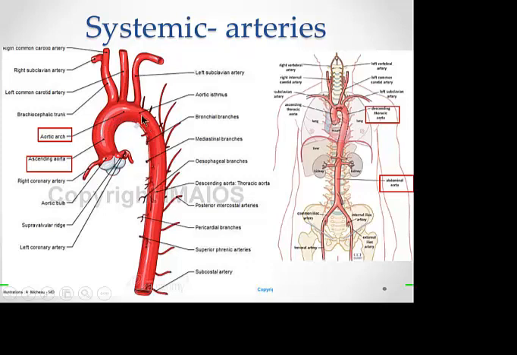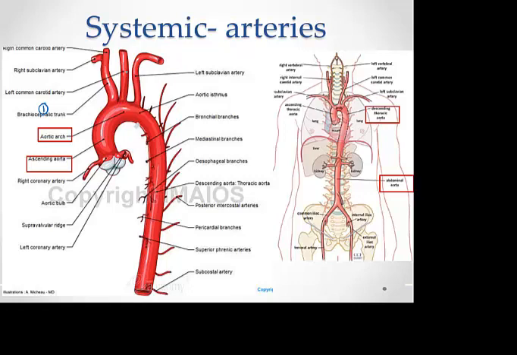Look at this part, which is called arch of the aorta. I said it had to go to the head and neck region. You have one artery coming off, the first one, which is called brachiocephalic trunk. The word brachiocephalic, brachium means arm, cephalic means head. So that means this is an artery which is going to supply the head and neck area and the arm or the upper limb, okay? So this is called brachiocephalic trunk. So that's the first branch from the arch of the aorta.